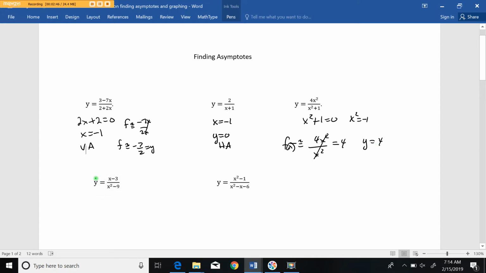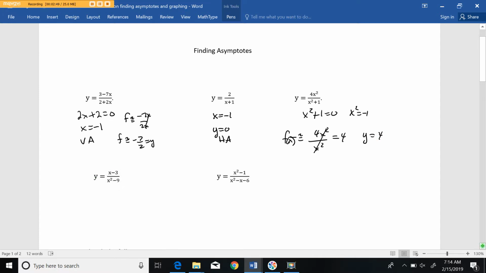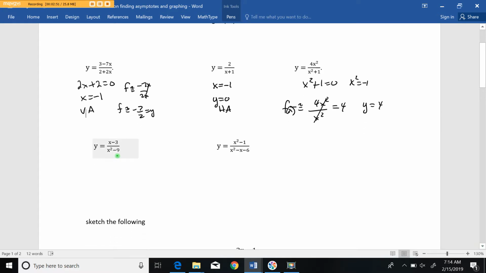Take a look at this one. The bottom factors, so the top is x minus 3, and the bottom is equal to x minus 3 times x plus 3. So here's an example. You'll notice that x equals 3 gives us a division by 0. So 3 is not allowed in this function. It's not part of the domain.